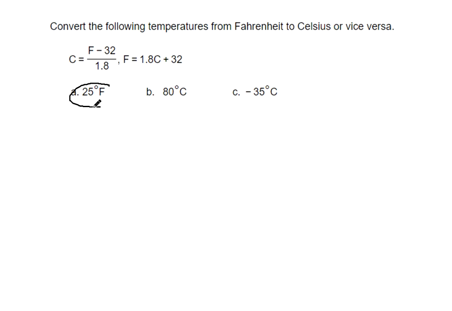So we have 25 degrees Fahrenheit. We've got to convert that to Celsius. Okay, one or the other. Celsius, Fahrenheit, Fahrenheit, Celsius. So since it's already in Fahrenheit, we've got to convert it to Celsius.